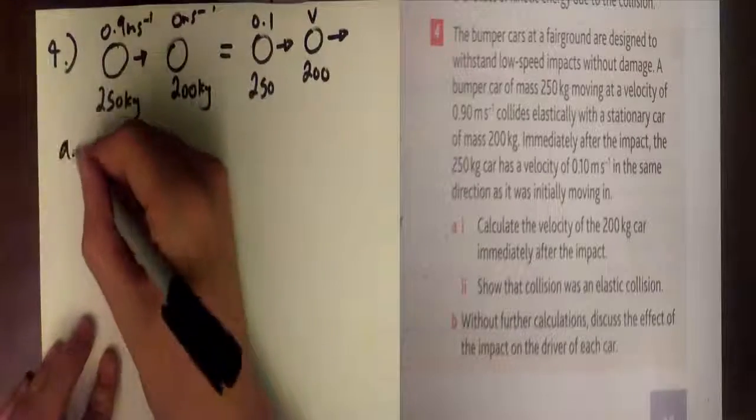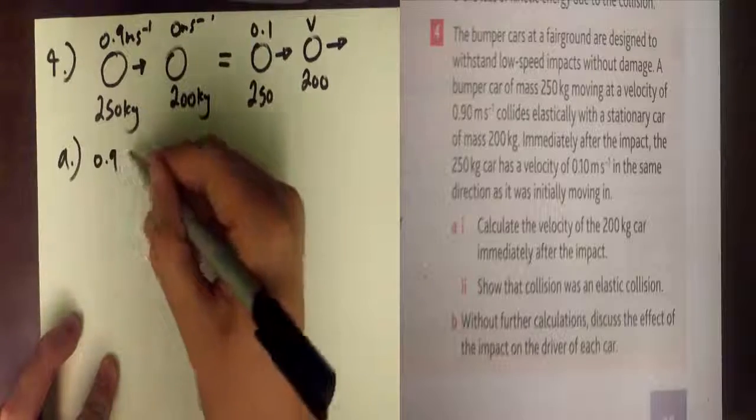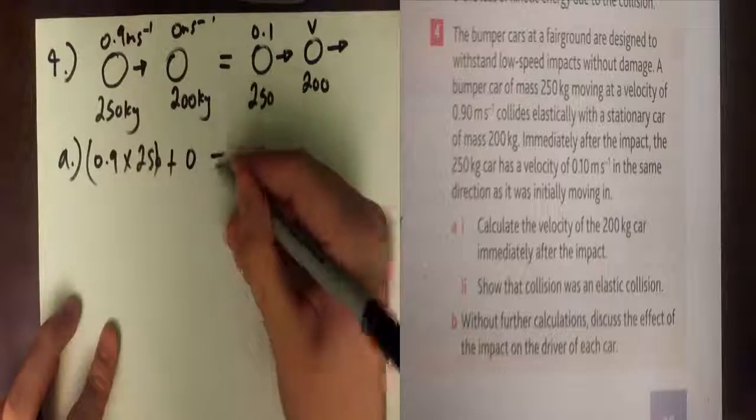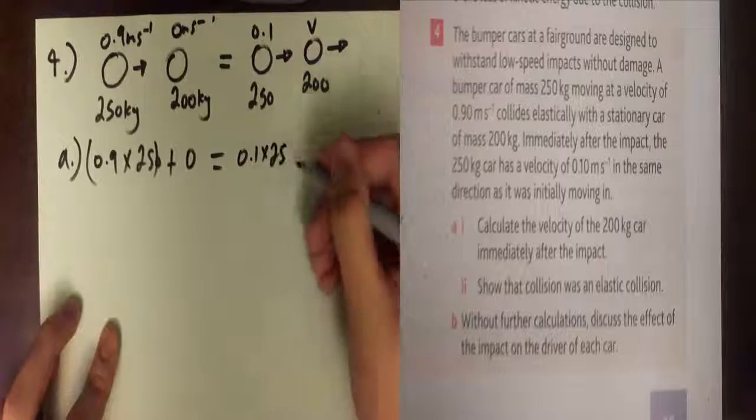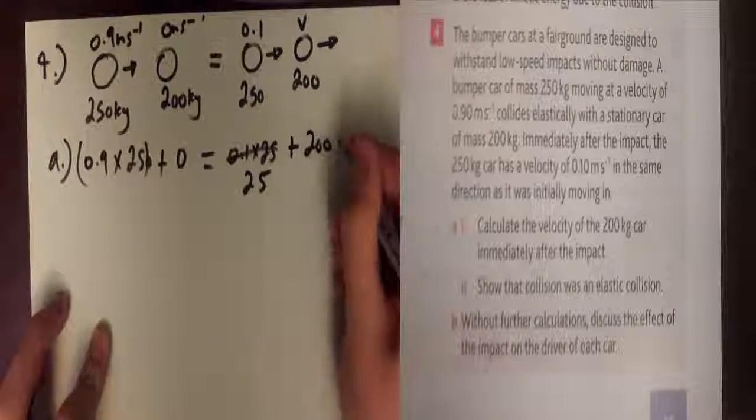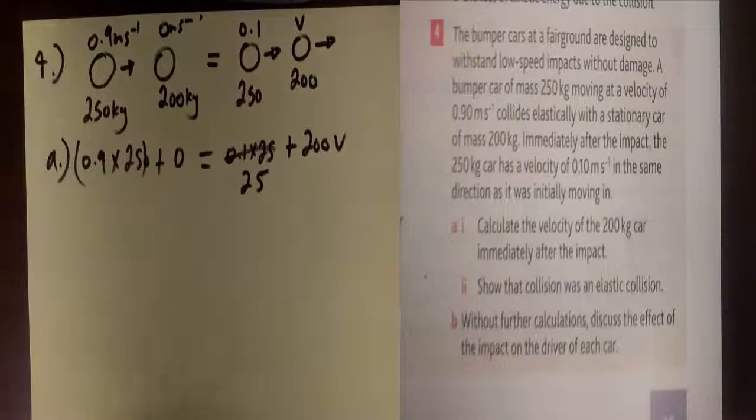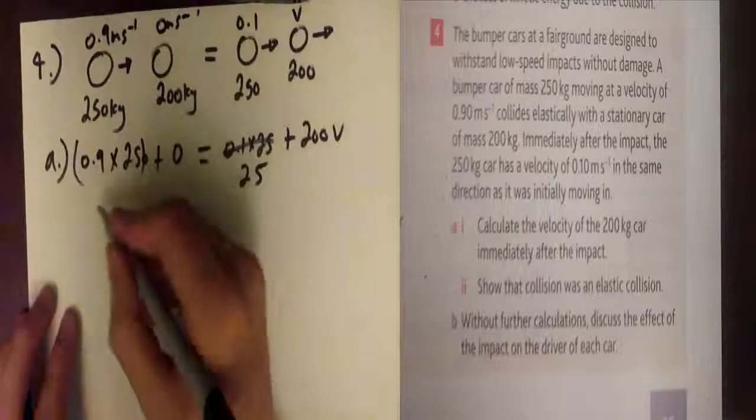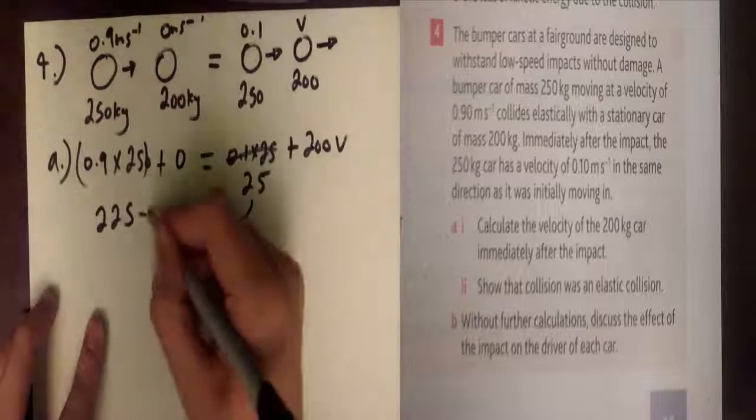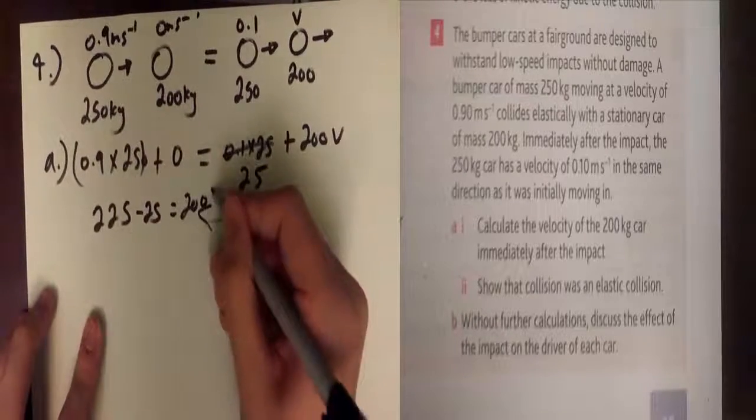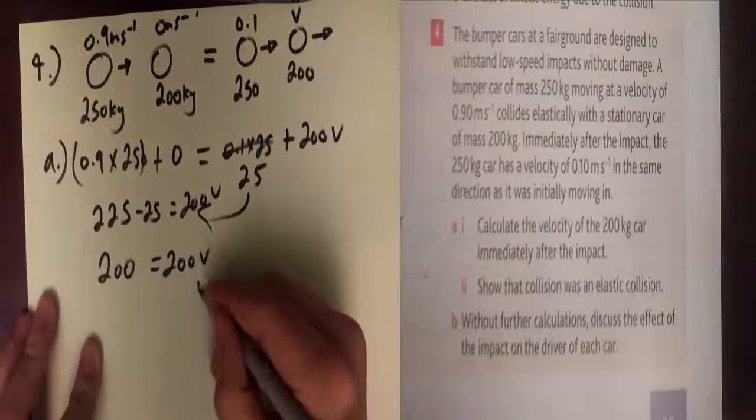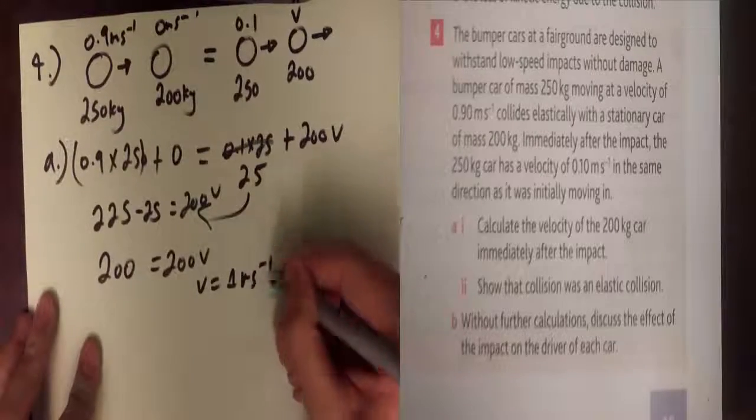So, as we have in the previous questions, 0.9 times 250 plus 0 is equal to 0.1 times 250, or 25, plus 200V. Now, this is 225. Taking away that 25 will give us 200V. This means 200 is equal to 200V. This makes V equal to 1 meter per second.